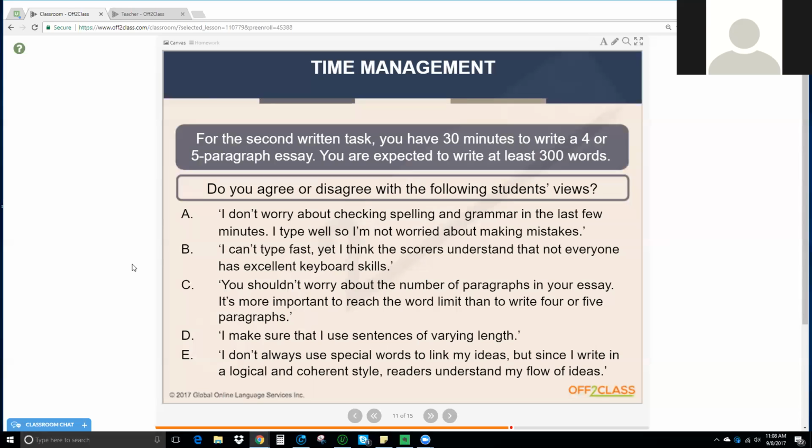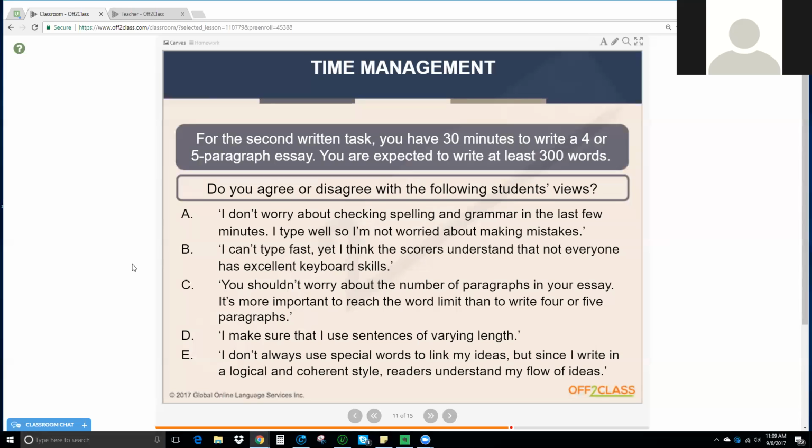Okay, I make sure that I use sentences of varying length. Yes, this is important. You don't want all of your sentences to sound exactly the same. They'll sound robotic, maybe even rehearsed and not very creative. Okay, so if you're truly thinking creatively as you write, your sentences will naturally be of varying length.